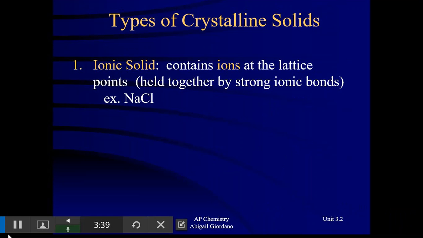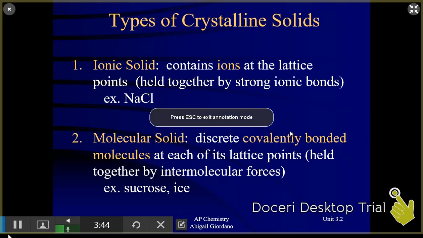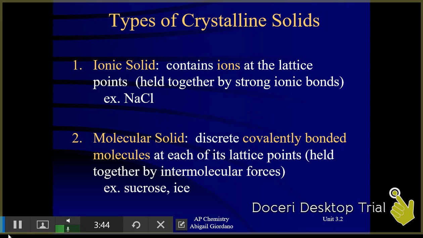The second type of solid is a molecular solid. Another way to say that is a covalent solid, like ice or table sugar. Sucrose would be an example. Now, the difference here, they still have a regular repeating pattern, but instead of having ions at the lattice points, let's say it's ice, we're going to have whole discrete molecules at every lattice point, and so on and so on.